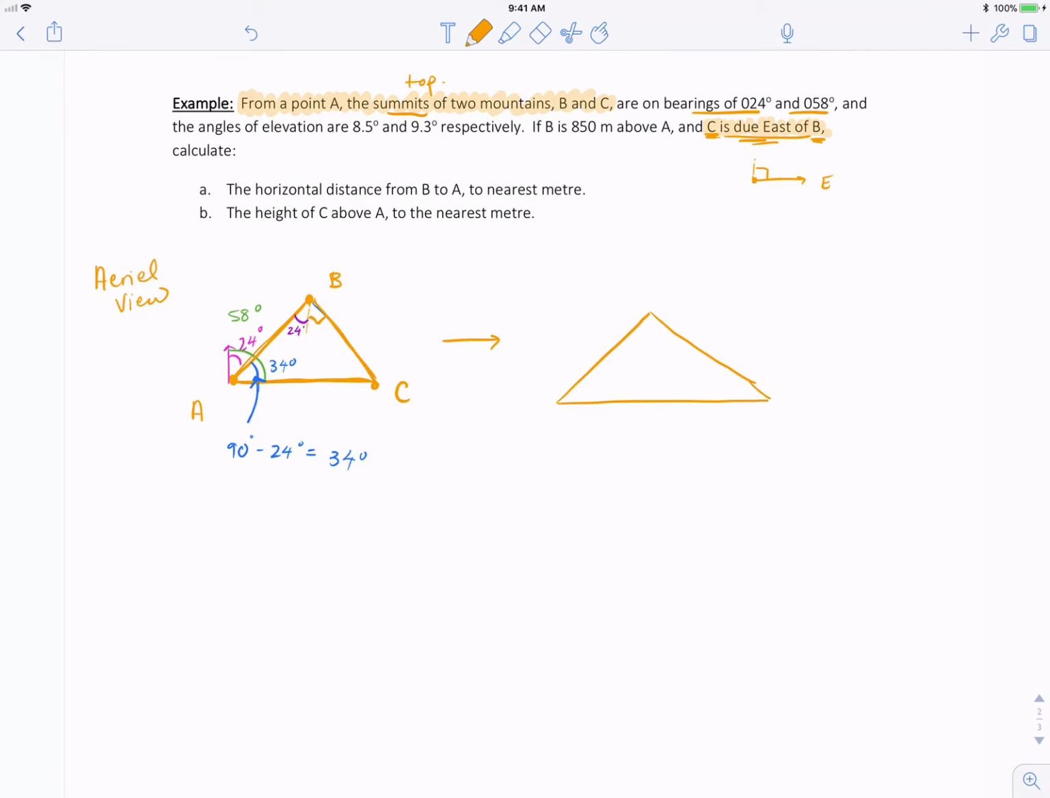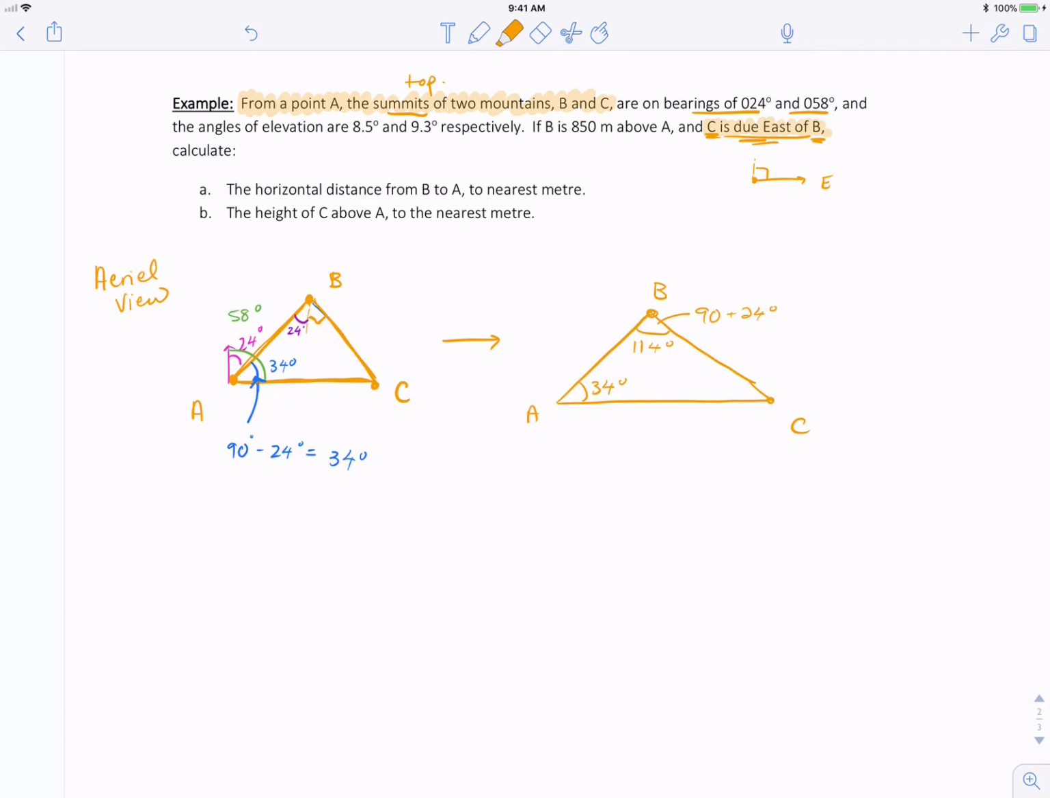Angle A we said was 34 degrees. Angle C I don't know, but I do know B. Remember, my inside angle in total would be 90 plus 24 degrees. So I have 114 degrees on the inside of my triangle. Perfect, that's my aerial view.